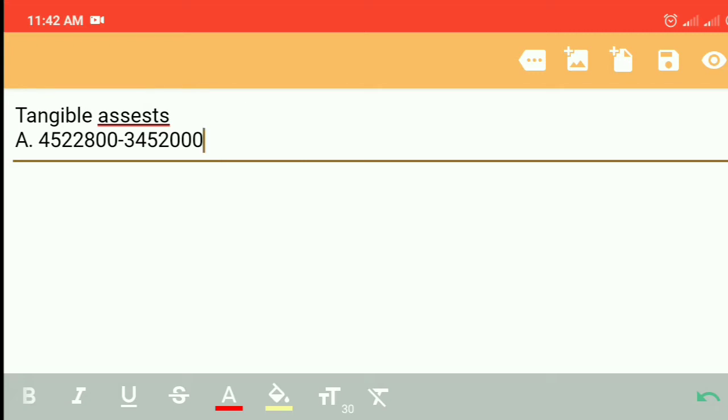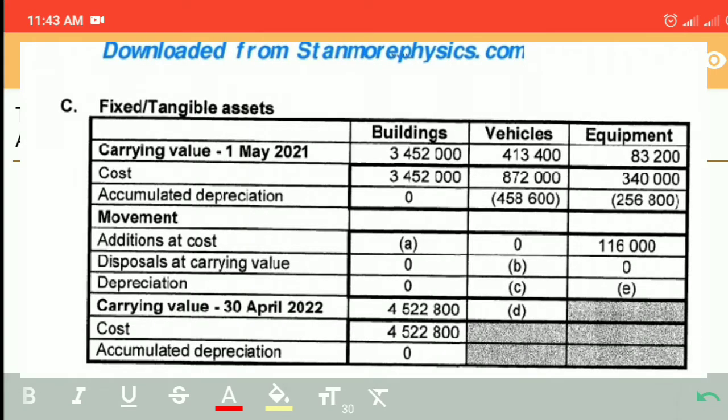Each and every time you want to get the additions at cost in the buildings column, you take the carrying value and you minus the cost, which is 4,522,800 minus 3,452,000. If there was no carrying value, and we were trying to find the carrying value, we could have taken 3,552,000 and added the additions at cost, then we would get the carrying value. So we always do it like this.